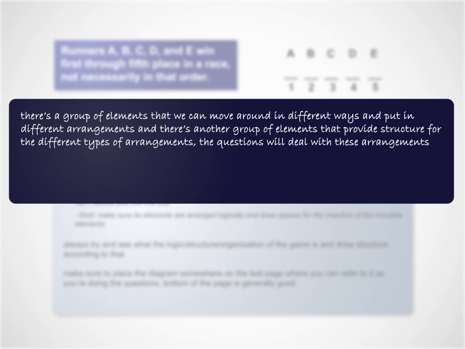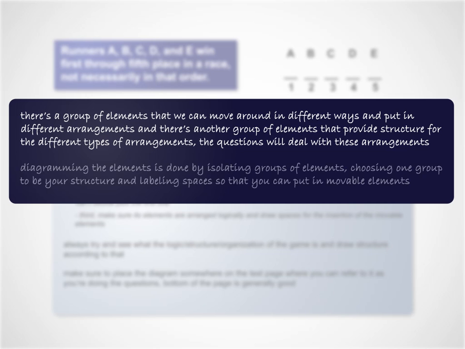Okay. So, to recap, there's a group of elements that we can move around in different ways and put in different arrangements. And there's another group of elements that provides structure for the different types of arrangements. And the questions in the game section will deal with these arrangements. Diagramming the elements is done by isolating groups of elements, choosing one group to be your structure, and labeling spaces so that you can put in movable elements.